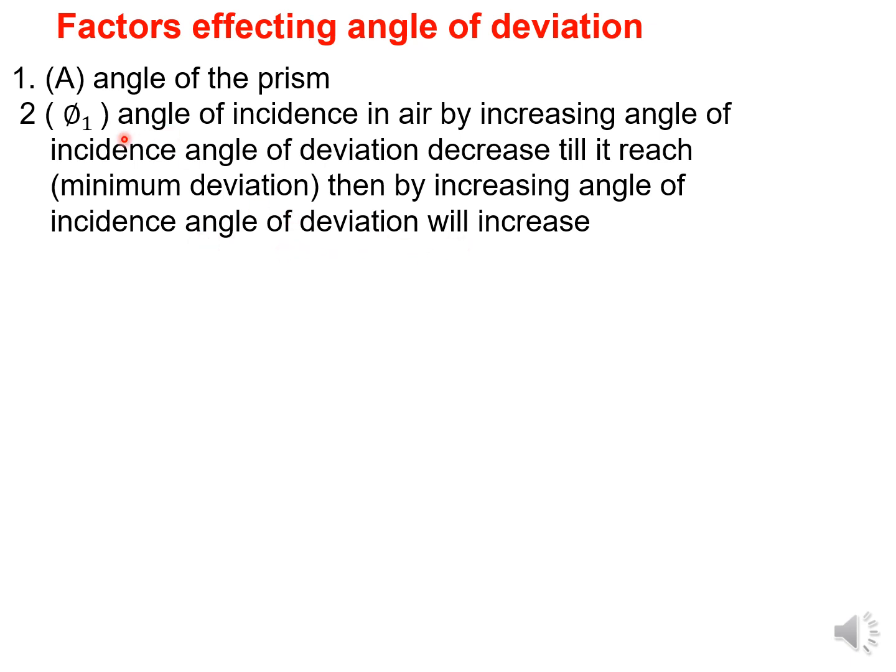يبقى بالنسبة للانجل phi 1 اللي هي angle of incidence in air, by increasing phi 1 the angle of deviation decreases till it reaches minimum deviation. Then by increasing phi 1, the angle of deviation will increase. Number 3, wavelength of the incident ray.